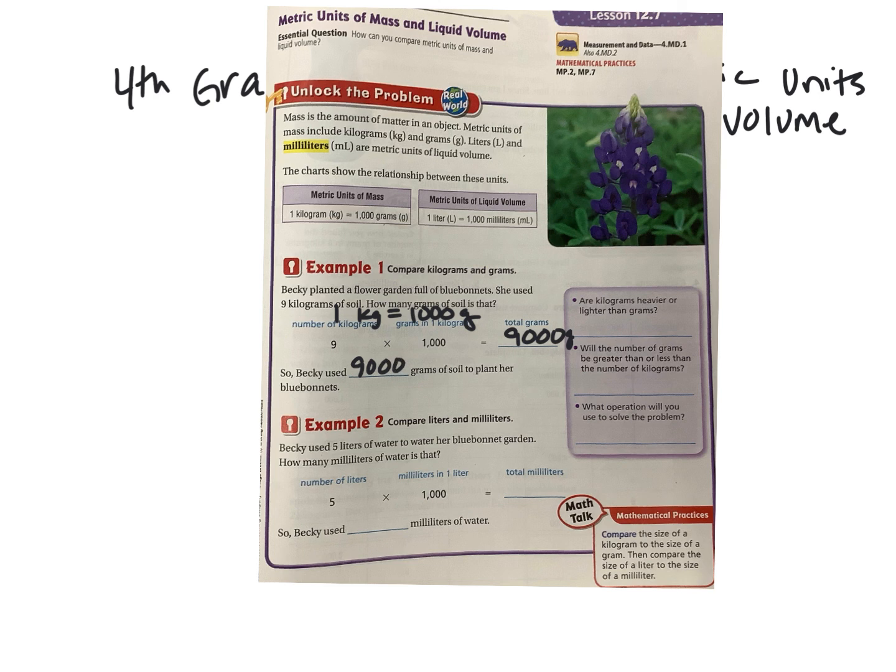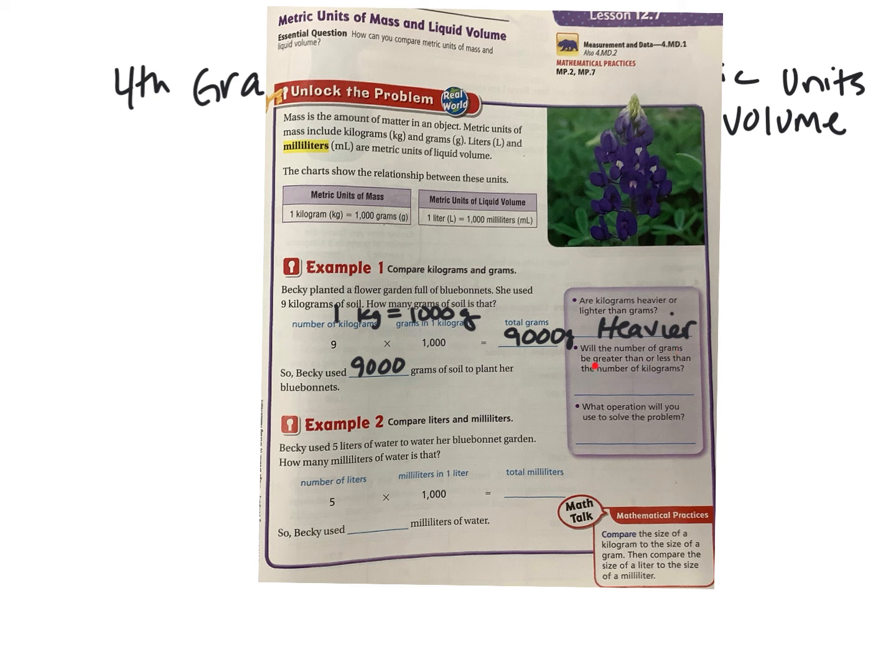Are kilograms heavier or lighter than grams? Remember, a kilogram is 1,000 of these, so a kilogram is much heavier than a gram. A gram is about the weight of a paper clip maybe, and a kilogram would be 1,000 paper clips.